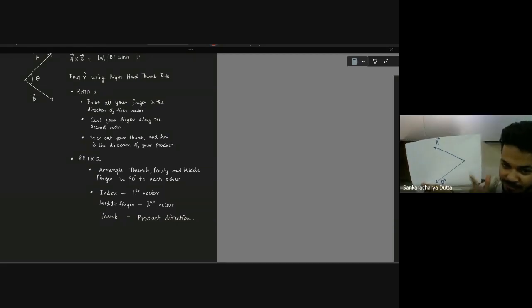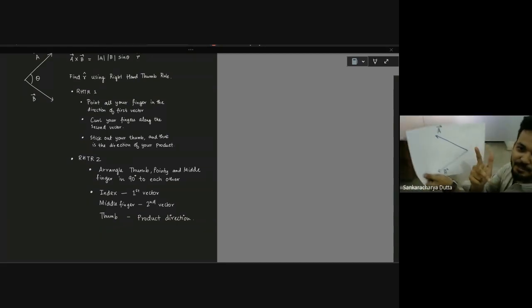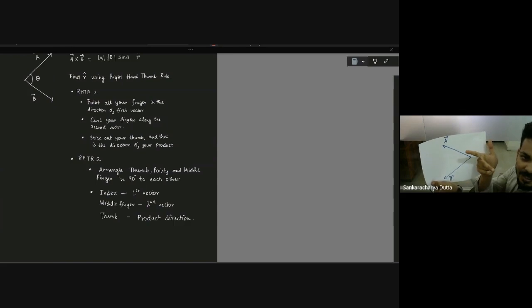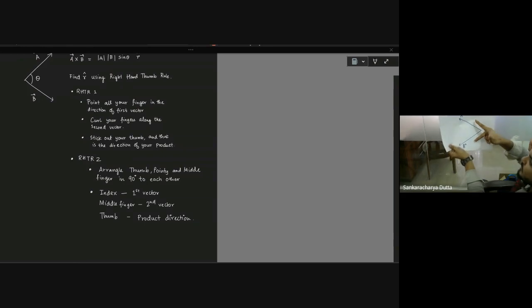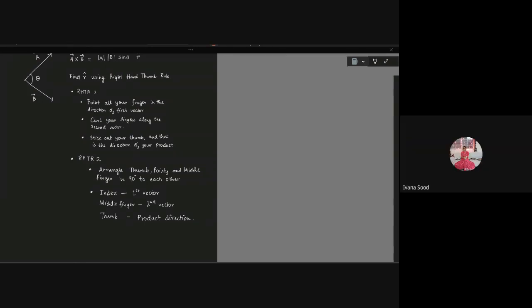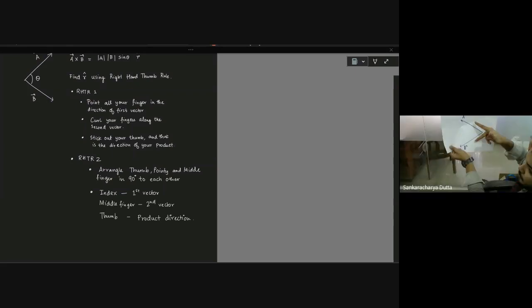Okay. So the second right hand thumb rule goes something like this. You point your index finger in the first direction. And then you tilt your hand in such a way that your middle finger is pointing towards B. And stick out your thumb. Where is the thumb pointing? Out of the paper. Okay.